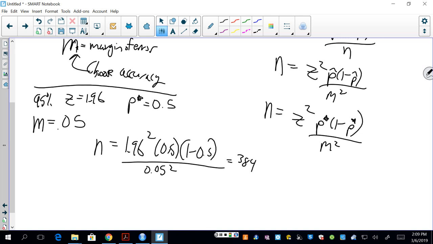So it suggests that to have a confidence interval where the result is going to be p hat plus or minus 5% at 95% confidence, you should interview or get data from about 384 people. Sometimes polling organizations round this up to 400. Some of them will say, we interviewed 384 people. Right, based on that calculation.